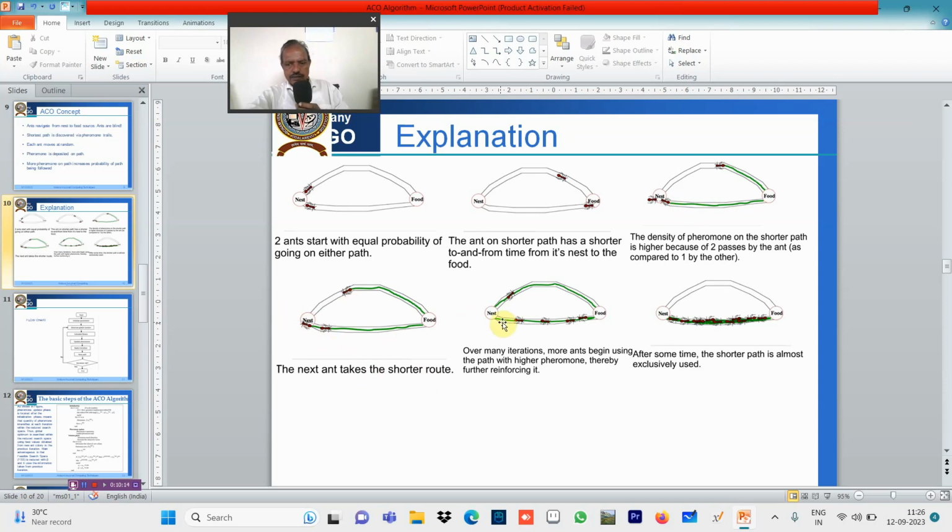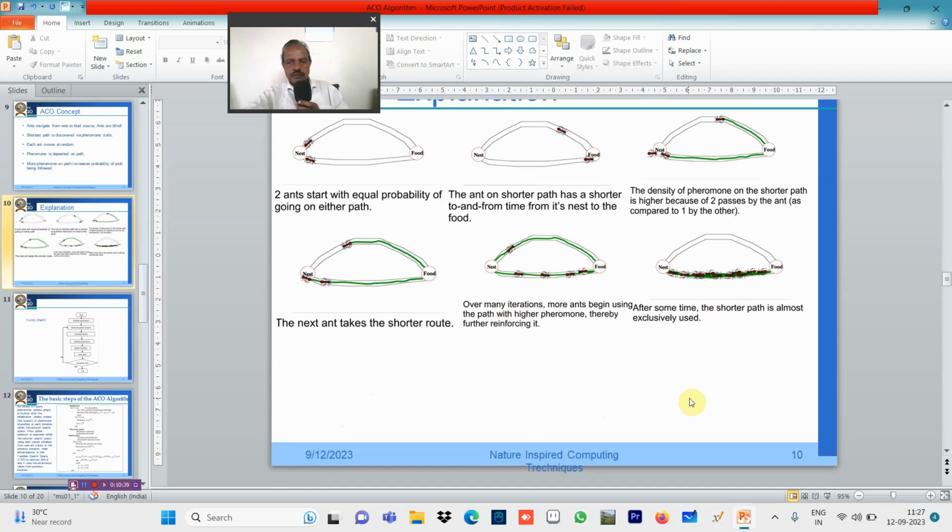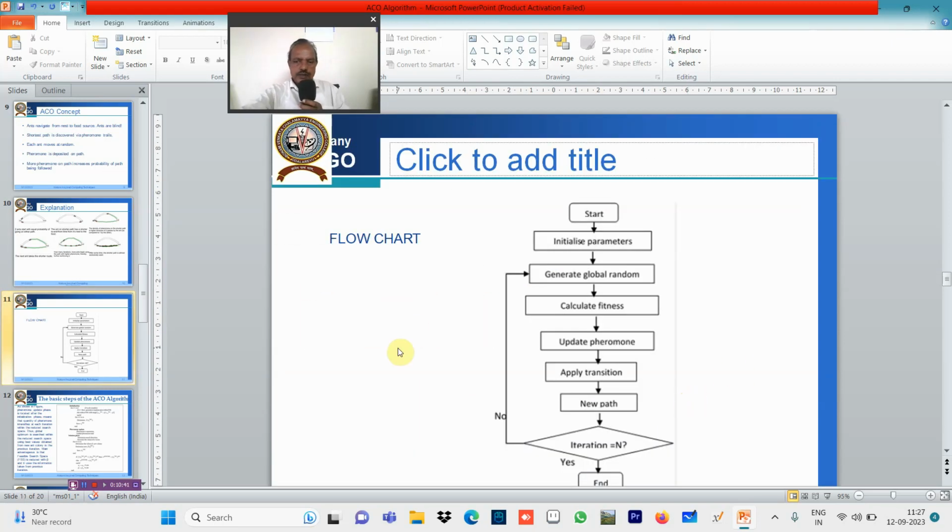Then 2 or 3 ants are going, because by this time these pheromones will have evaporated, and the moment it reaches here, so many ants are moving in this direction, and finally they will follow this route instead of following this route. Okay. The next ant takes the shorter route, and like that all this iteration takes place. From this diagram you can clearly understand how they find the shortest path and what principle it is based on. Okay. Then we see the flow chart.